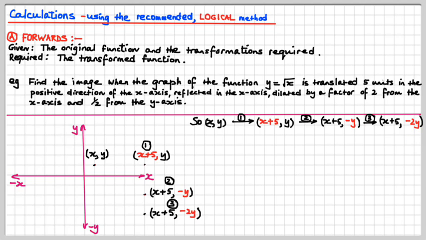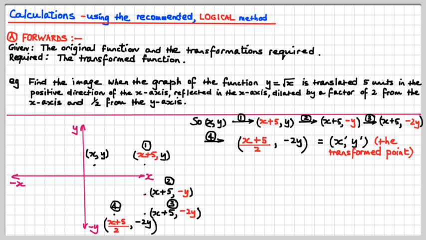What was it? Dilation by a factor of half from the y-axis. So that's from the y, but it's a half. That means it's actually a compression moving towards the y-axis. And the y will become half as much. No, it won't. The x will become half as much. So it'll be x plus 5 over 2. That's right, isn't it? Yes? Goodness gracious me, let's write that out. Now that's our final transformed point, ladies and gentlemen.